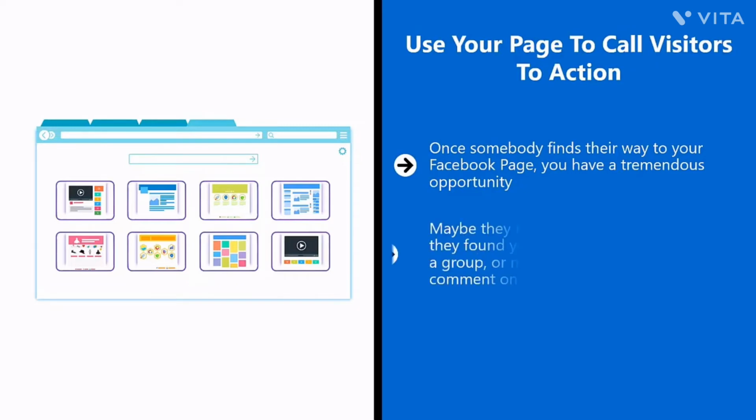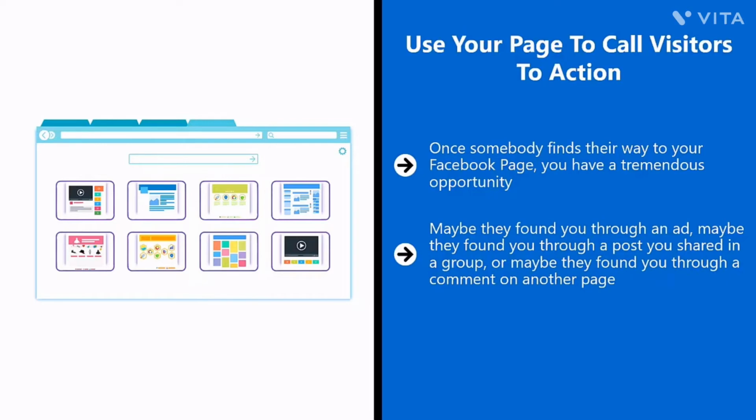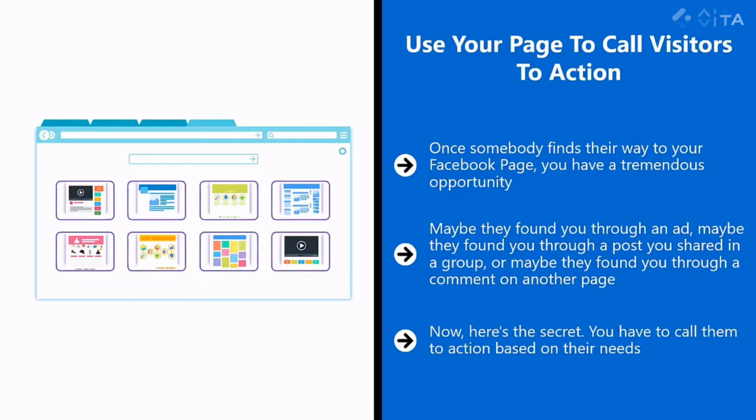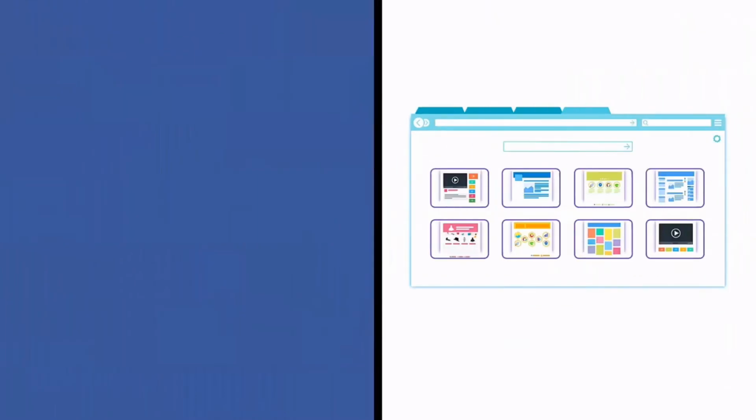Don't blow it. Maybe they found you through an ad. Maybe they found you through a post you shared in a group. Or maybe they found you through a comment on another page. Regardless of how they find you, call them to action. Now, here's the secret. You have to call them to action based on their needs. You can't just say, click on this button to get a hold of me. Well, any random bum can get a hold of you, and that might not be the right customer for you.